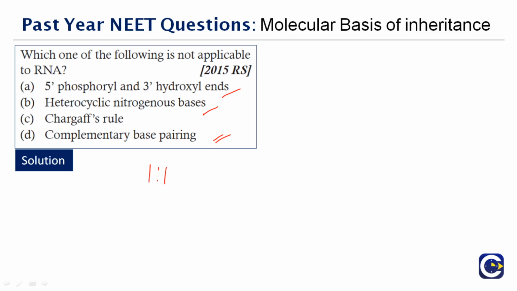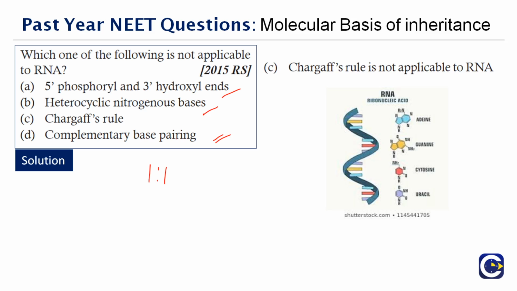So this is what the rule says. Therefore, it is not applicable for RNA. Therefore, the right answer is option C. And on your right side is a diagram which clearly shows the base pairs that you can find in RNA: adenine, guanine, cytosine, and thymine is replaced with uracil. That's the only difference between DNA and RNA.